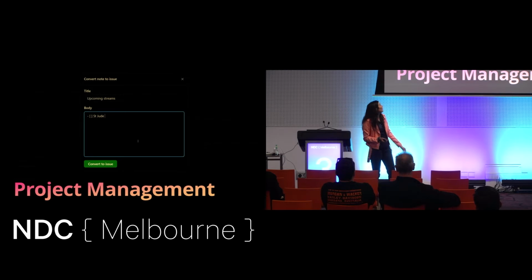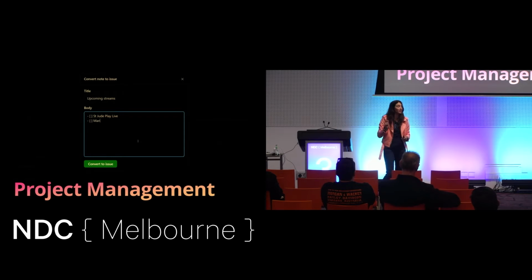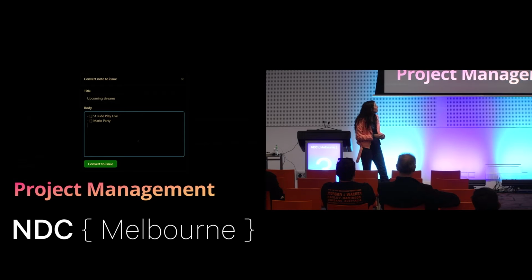You can see I'm creating an issue directly from the project board. So I can type out a note and then say convert to issue. I can add all the bits and pieces in there. And then once I'm finished, I can click convert to issue there, which is really handy.